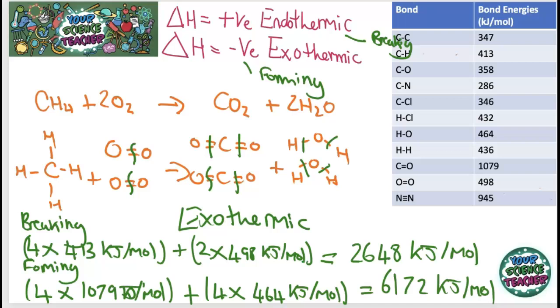And you could quantify how exothermic it is by doing a takeaway of one from the other. 2,648 minus 6,172 is minus 3,524 kilojoules per mole. And that's how exothermic this reaction is.